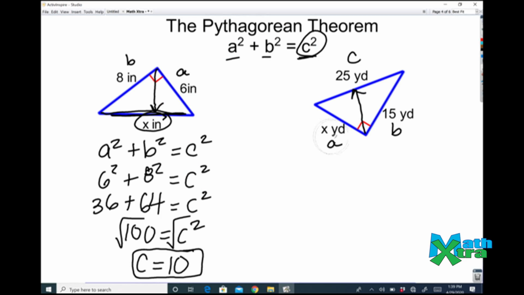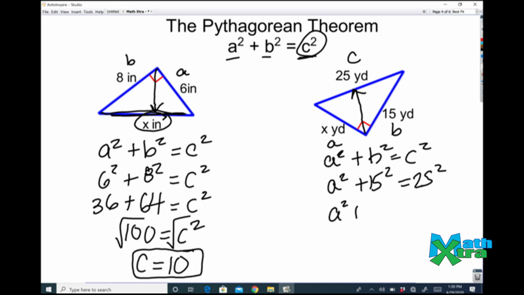So if I let that be A, I have A squared plus B squared is equal to C squared. I'm going to get used to writing the equation. A squared is what we don't know, plus 15 squared is what we do know, and 25 squared. So now I have A squared plus 15 squared is 225. 25 squared is 625. So this looks a little different.